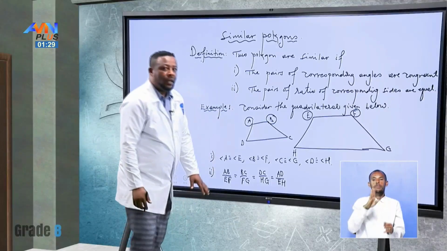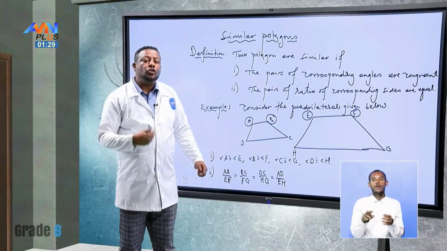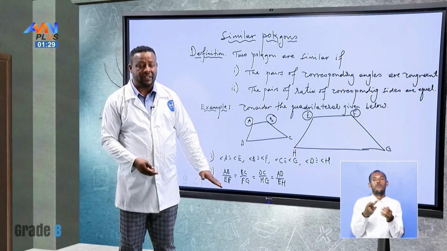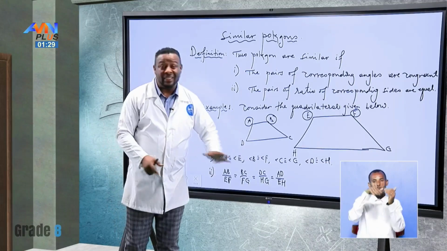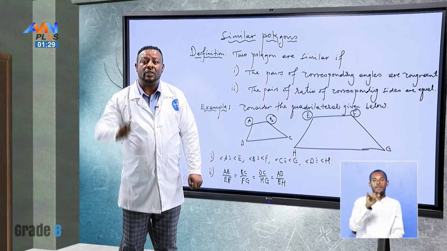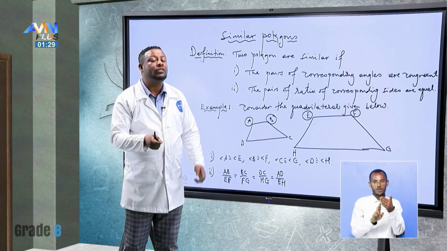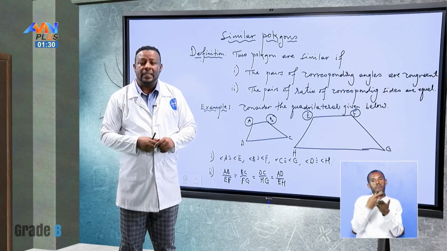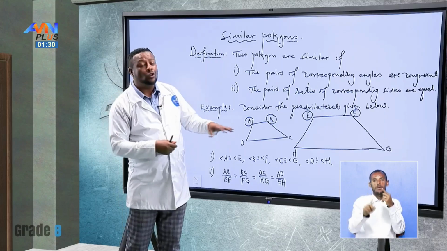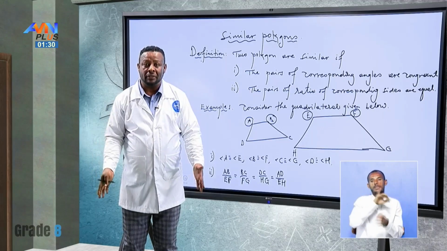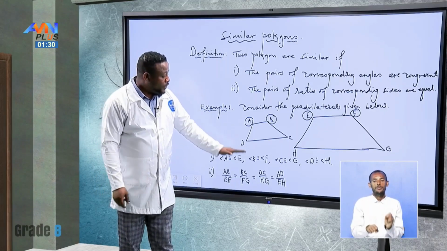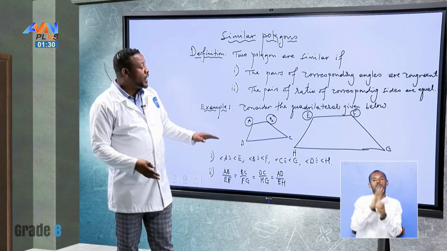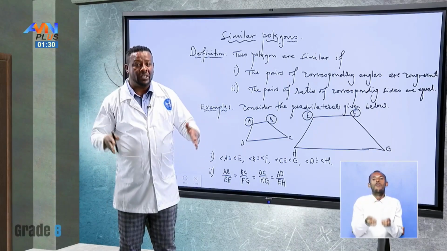Okay, look, whenever you are calculating the ratio of the pairs of corresponding sides, if all these are not the same, if there is one ratio which is different from the other, the second condition fails. In this case, you cannot say that the two figures are similar, right? So these two conditions are necessary and sufficient conditions for any polygon to be similar.